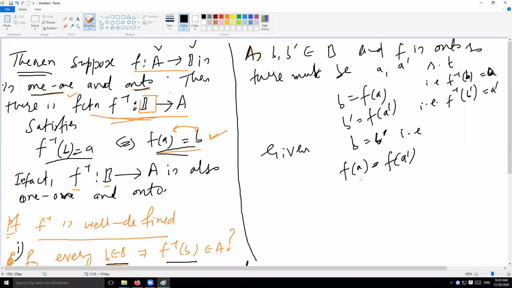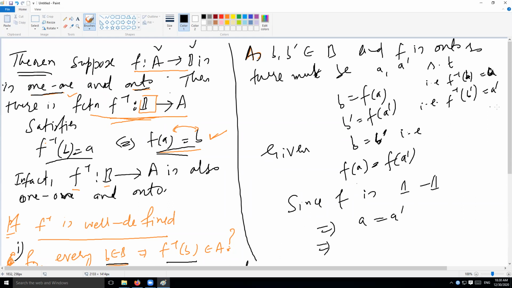Now, do I know something about F in such a situation? I know that F is 1, 1. And what is the definition for 1, 1? That if outputs are equal, then inputs must be equal. Right? This is the definition of being 1, 1. Yes, sir. If the outputs are equal, then inputs must be equal.